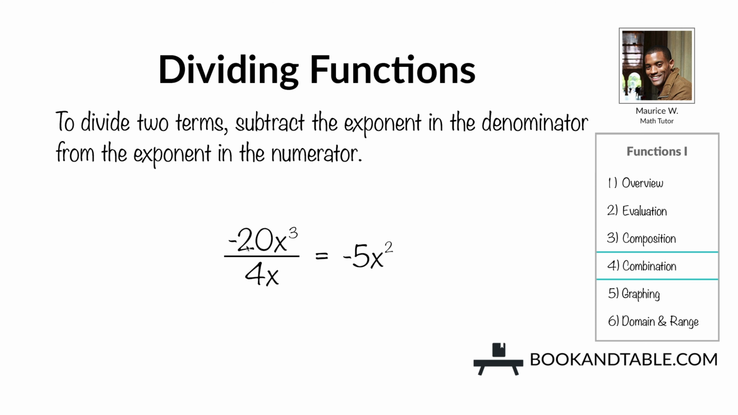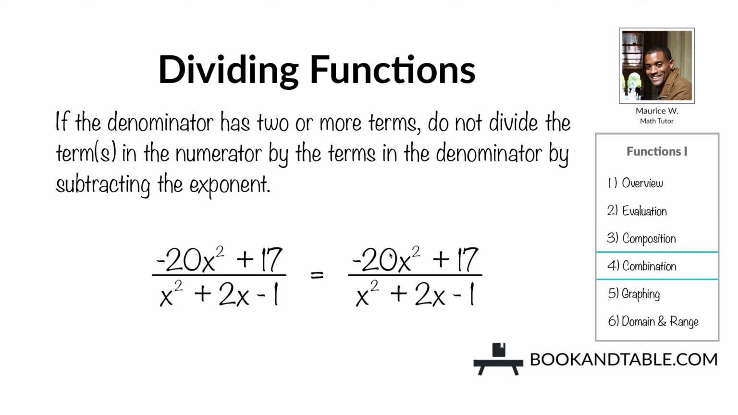So divide numbers the way you normally would. For variables, you subtract the exponent in the denominator from the exponent in the numerator. Now, another thing to keep in mind when we are dealing with dividing functions, if the denominator has two or more terms, then do not divide the term or terms in the numerator by the terms in the denominator by subtracting the exponents. That only applies when you have a singular term in the denominator.